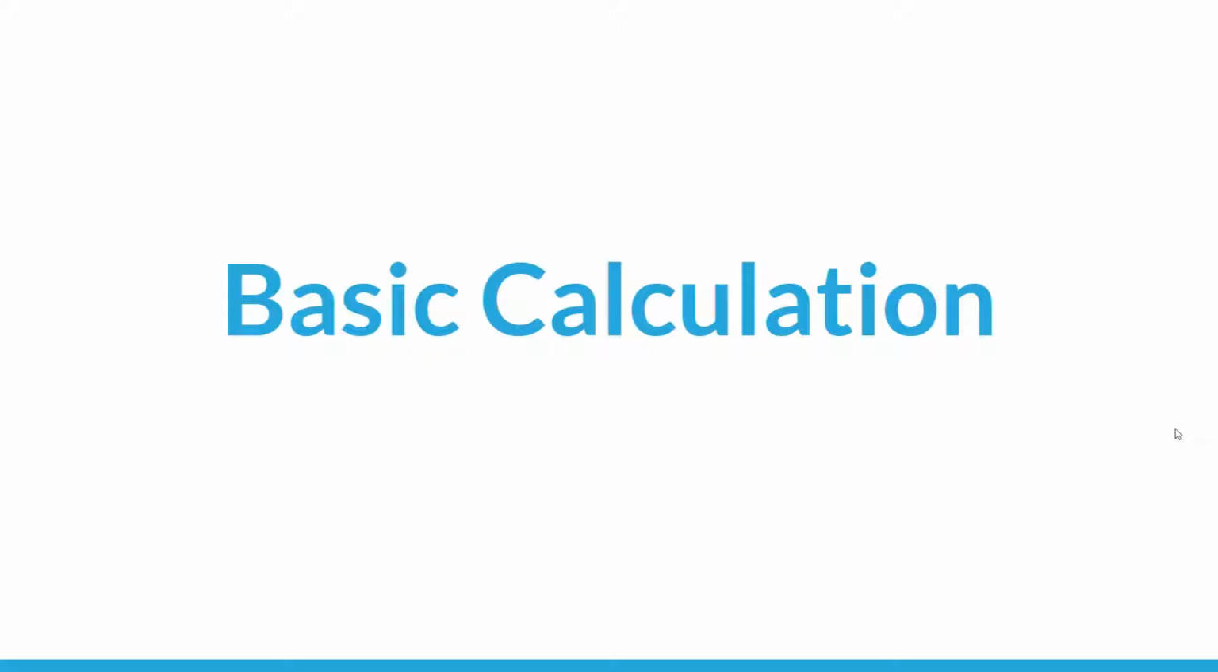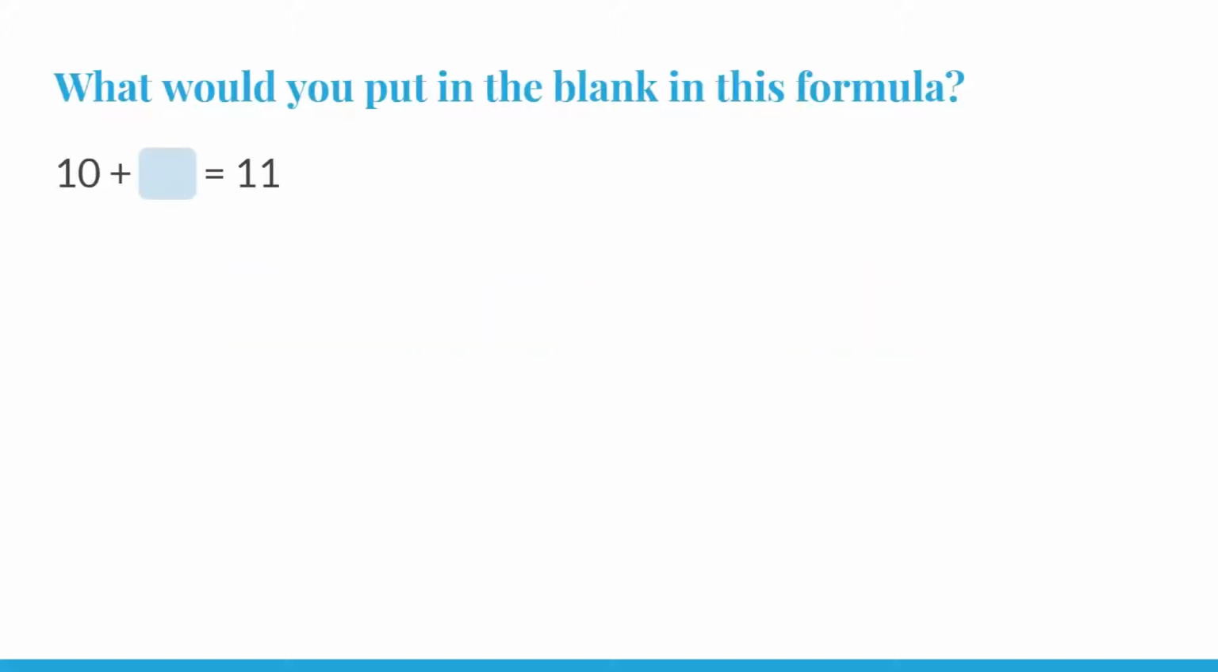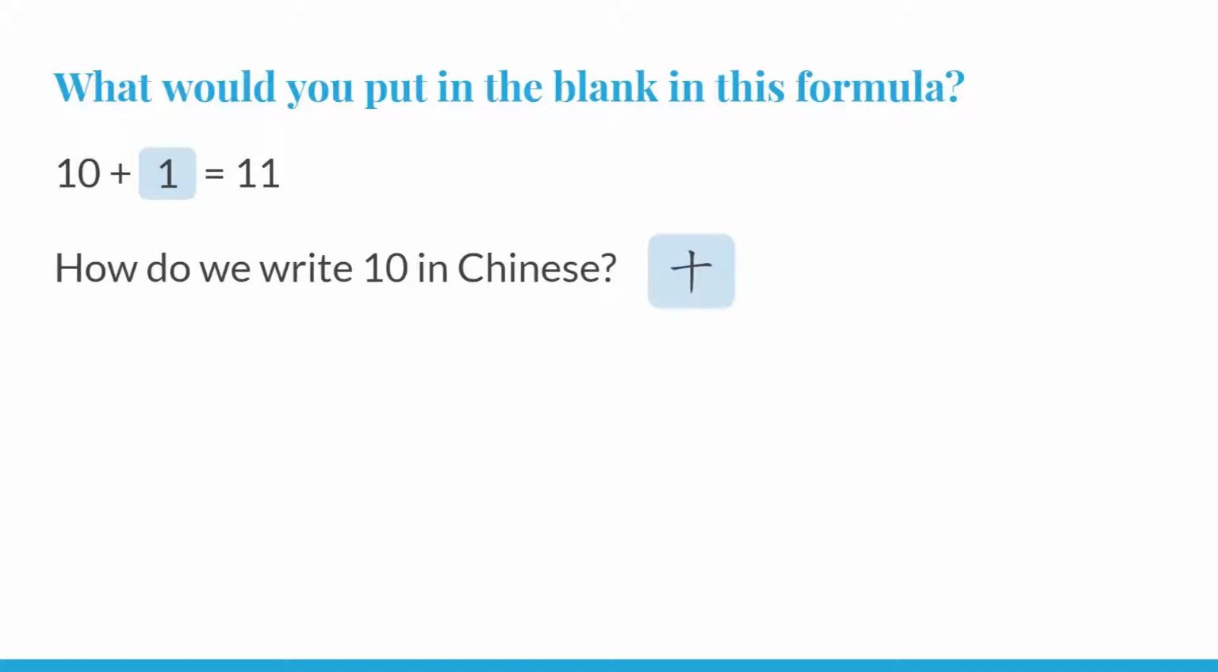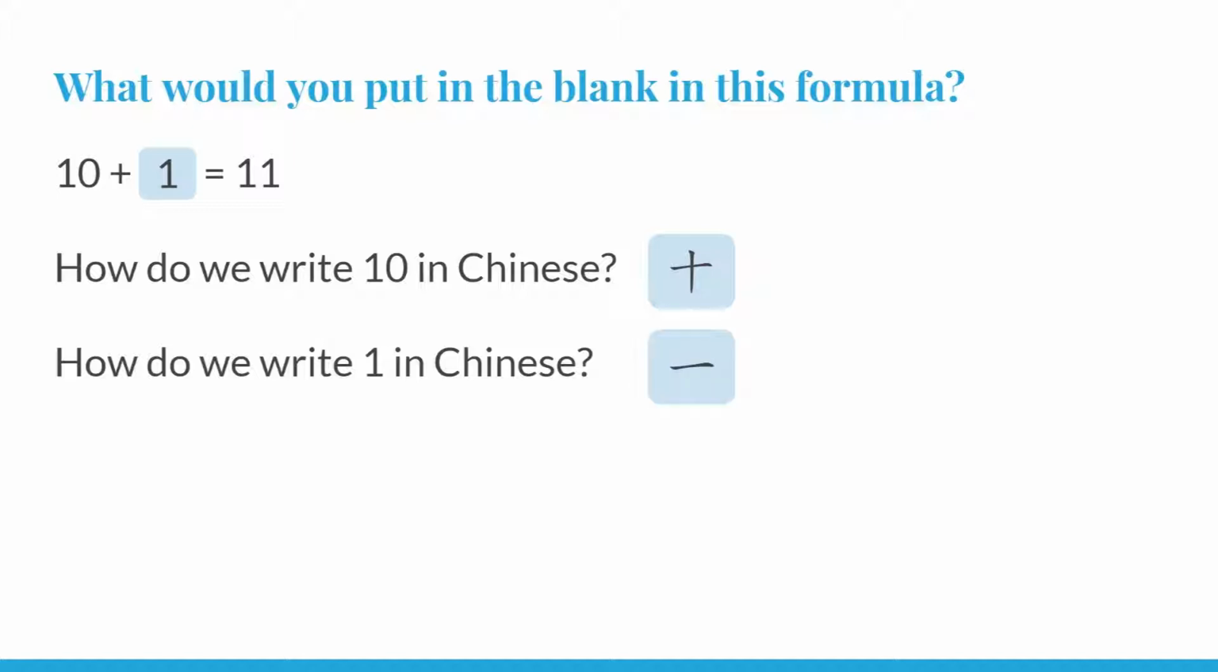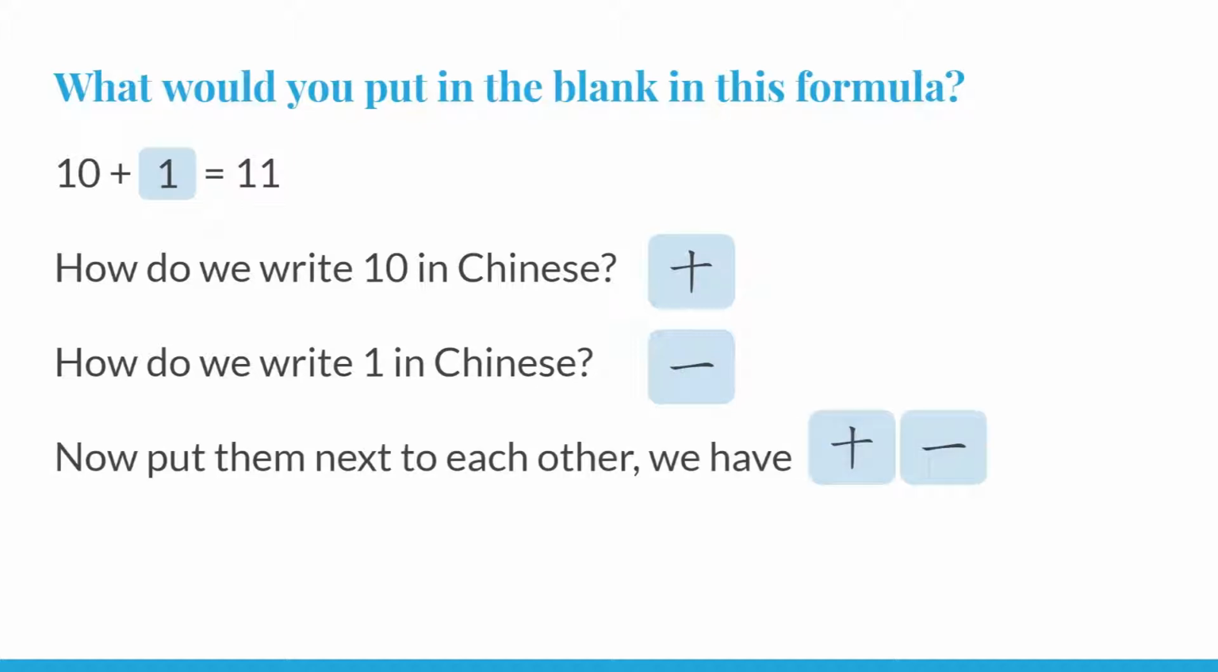First, we are going to do a little bit of math. We will only be doing some basic calculations, so don't sweat. What would you put in the blank in this formula? 10 plus what equals 11? 10 plus 1. How do we write 10 in Chinese? 十. How do we write 1 in Chinese? 一. Now put them next to each other. We'll have something like this.